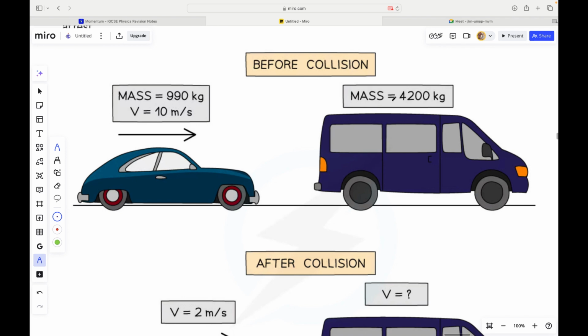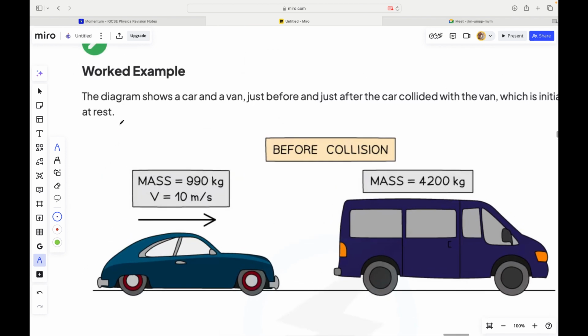So the momentum of this one will be 0, right? So we can use car and van. Here I'll be saying the momentum before collision: m car, u car, the speed of the car, plus. Why do I say plus? Because it's going this way and this one is stationary. Plus m van, u van. This is the total momentum before collision.